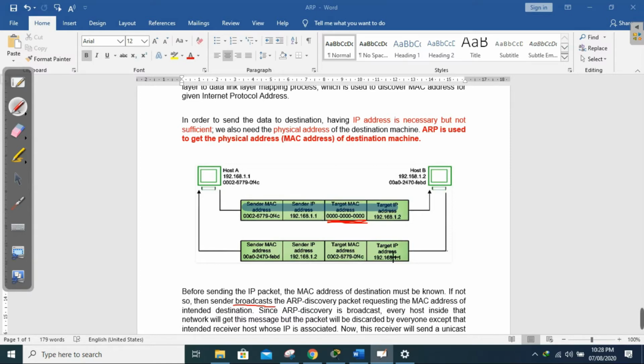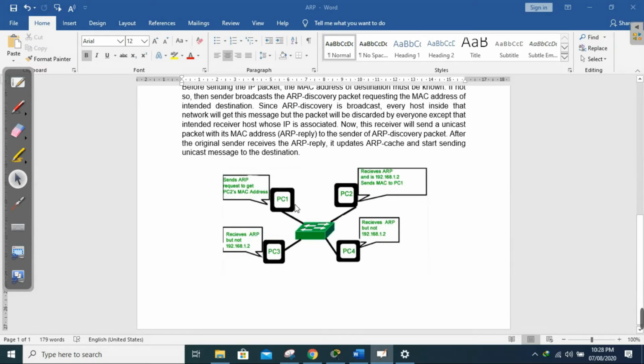Okay, so let me show you what I mean. Let's consider this scenario. I'm sending data from PC1, and I can see that there are multiple PCs connected along with this PC via a switch. This device is called a switch. If I want to send data from PC1 to, let's say, PC2, how does it happen?